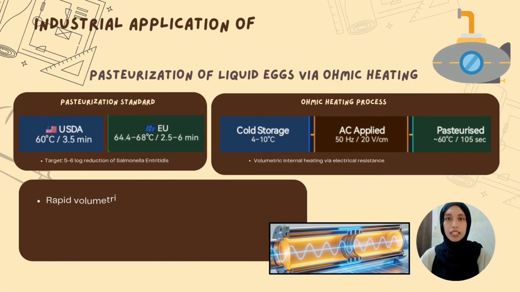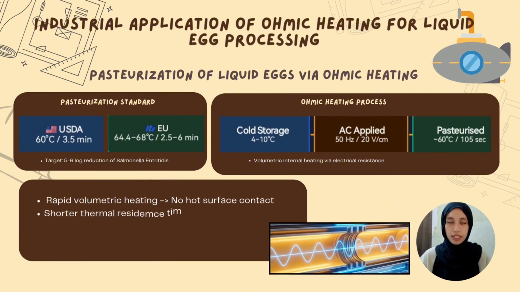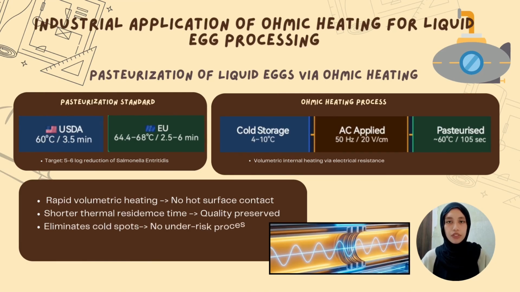Now let's look at the industrial application of ohmic heating, specifically for the pasteurization of liquid eggs. In commercial egg processing, manufacturers need to achieve rapid pasteurization that delivers a 5-log to 6-log reduction of Salmonella enteritidis, which is the main pathogen of concern in liquid egg products. The USDA requires a minimum treatment of 60 degrees Celsius for 3.5 minutes to hit the 5-log reduction, while in Europe, it is typically 2.5 to 6 minutes at slightly higher temperatures between 64 and 68 degrees Celsius.